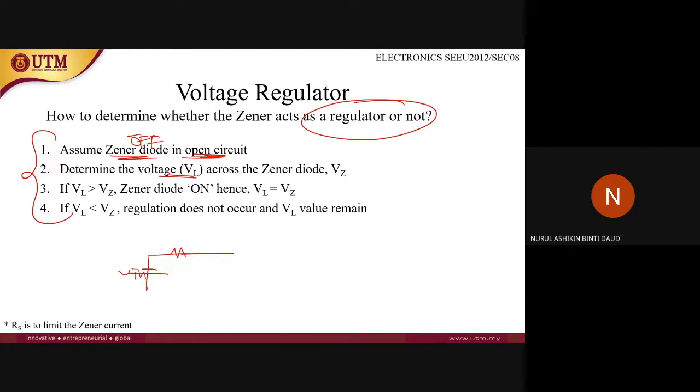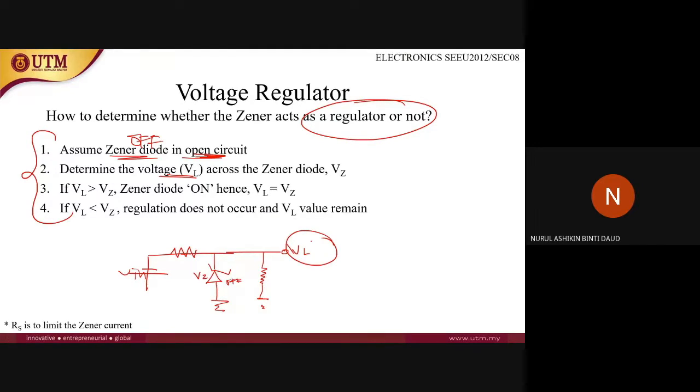And then there usually is a resistor here. And then this is a Zener diode. And if there happens to be a resistor here, then usually this is VL, and this is VZ. So first you assume that the Zener diode is in open circuit, so it means this Zener is in an off condition. Then you determine the value of VL across the Zener diode.